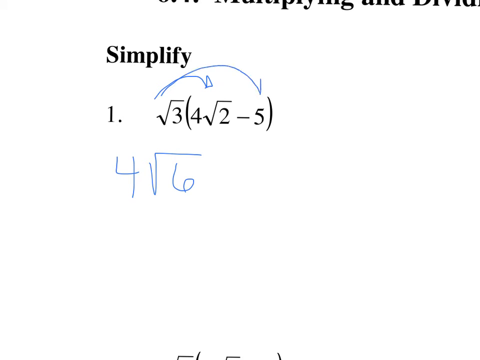Then we'll do the same thing times the negative 5. Coefficient times coefficient gives us 1 times negative 5. And radical times radical, since there is no radical here, it's the invisible 1. So it would be square root of 3 times 1. So we have 4 square root of 6 minus 5 square root of 3.